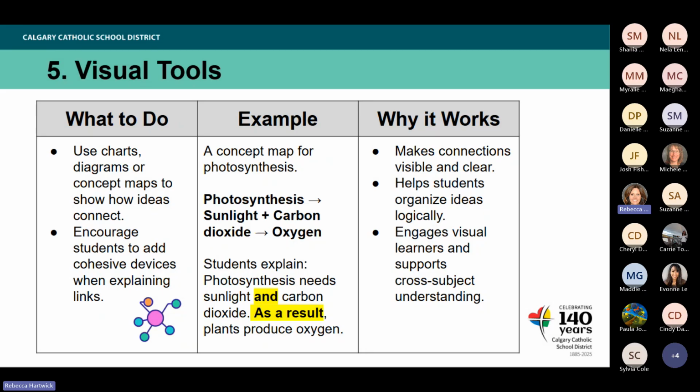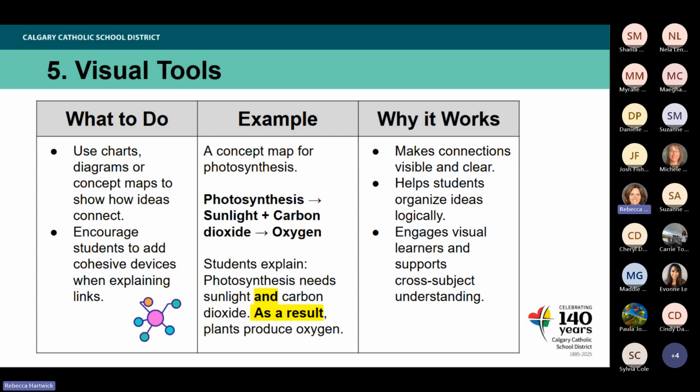So a student could then relate a specific cohesive device to a symbol. So we would of course know that a plus sign would be "and", and then when we see an arrow, that would be "as a result". So it creates, or as a result.